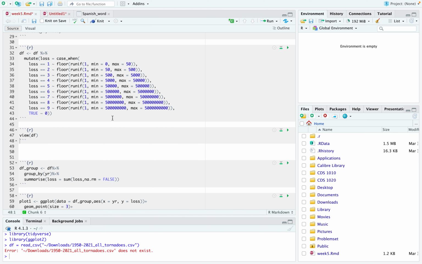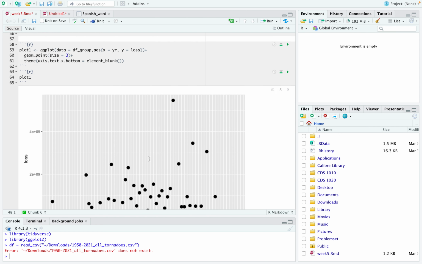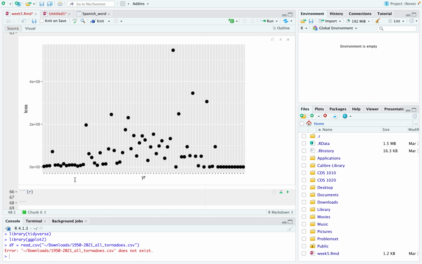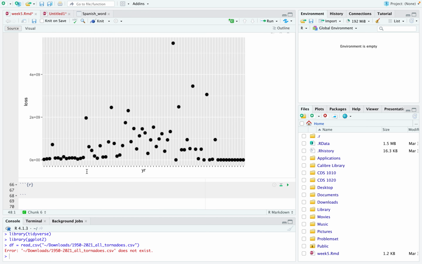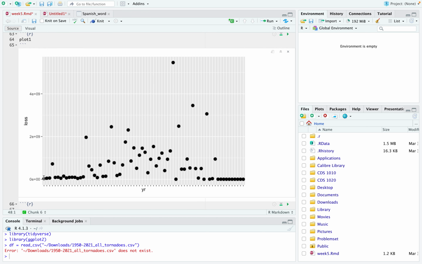If there is a 9, it will be a huge, very random number. Then I made a picture out of it, and this is the picture, and all these X values are years. I believe this is from 1963 until now.